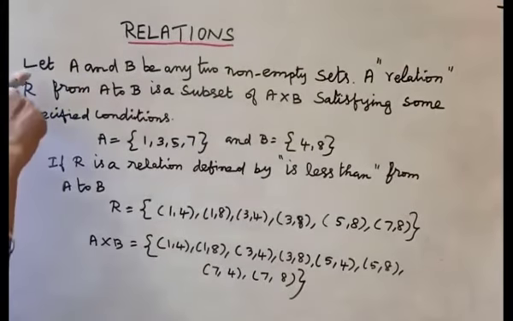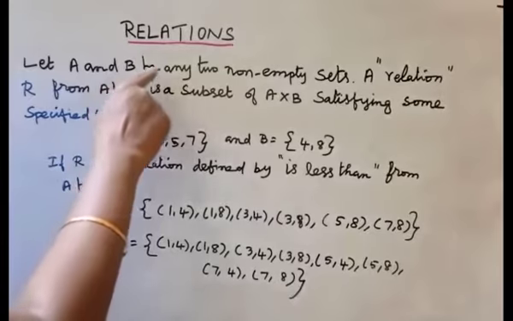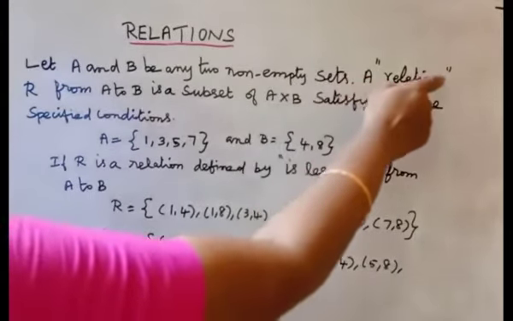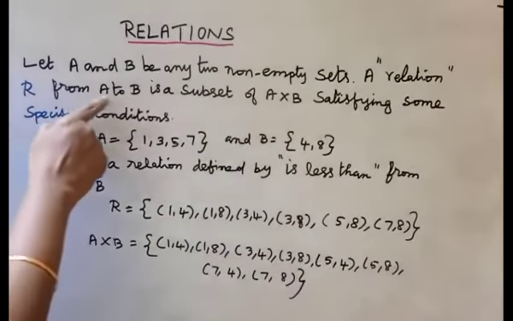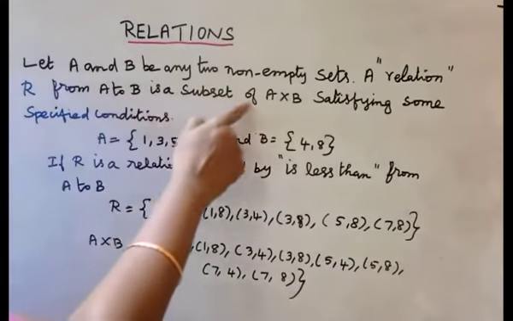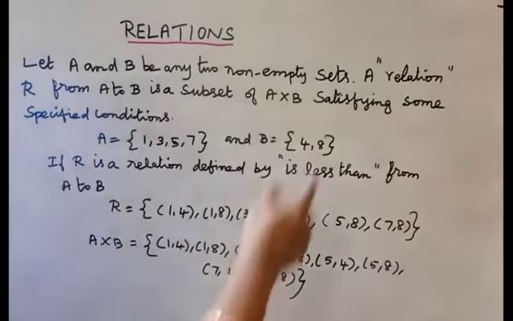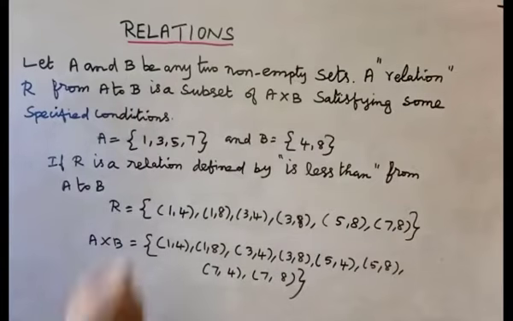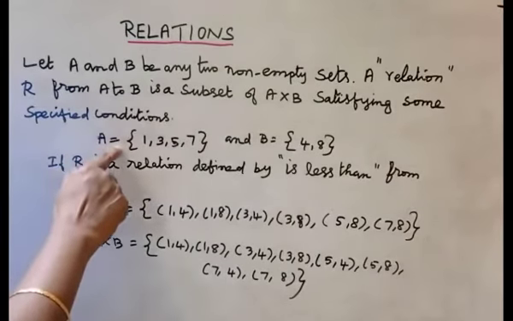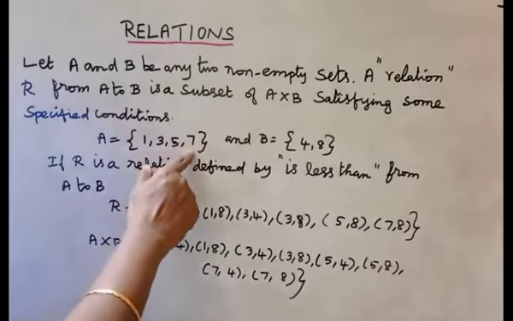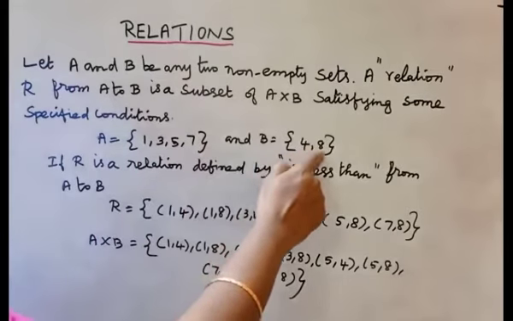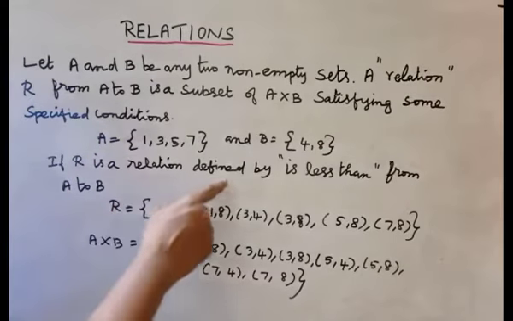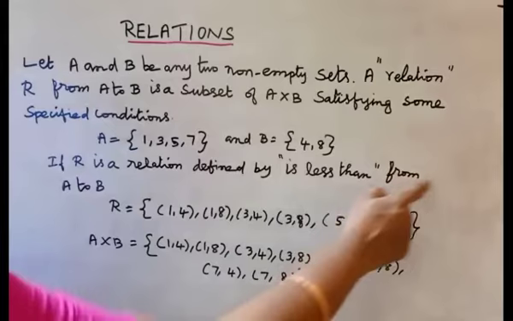Relations. Let A and B be any two non-empty sets. A relation R from A to B is a subset of A cross B satisfying some specified conditions. Now you see A equal to {1, 3, 5, 7} and B equal to {4, 8}. If R is a relation defined by x is less than y from A to B.